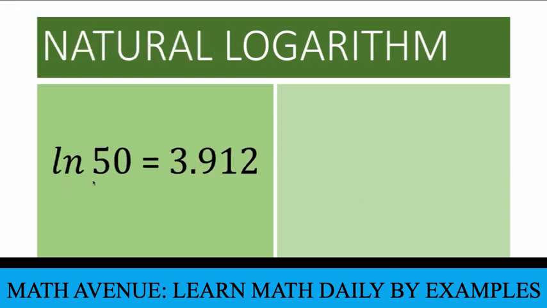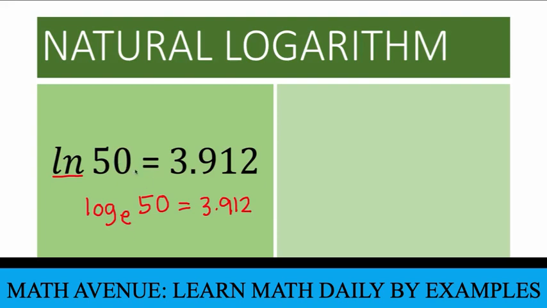You might also encounter a case where you see this symbol ln. ln of 50 equals some number. ln is the same as the logarithm to the base e of whatever is the number next to it, equals this number 3.912. So ln is the same as log to the base e. ln is a shortcut way of writing log to the base e.